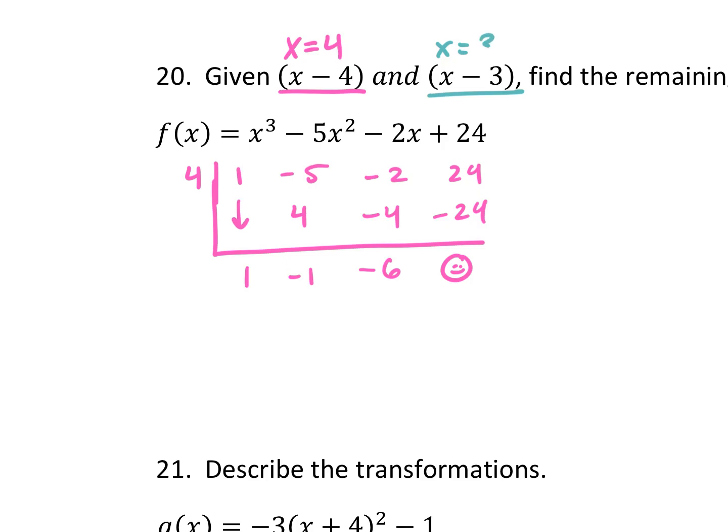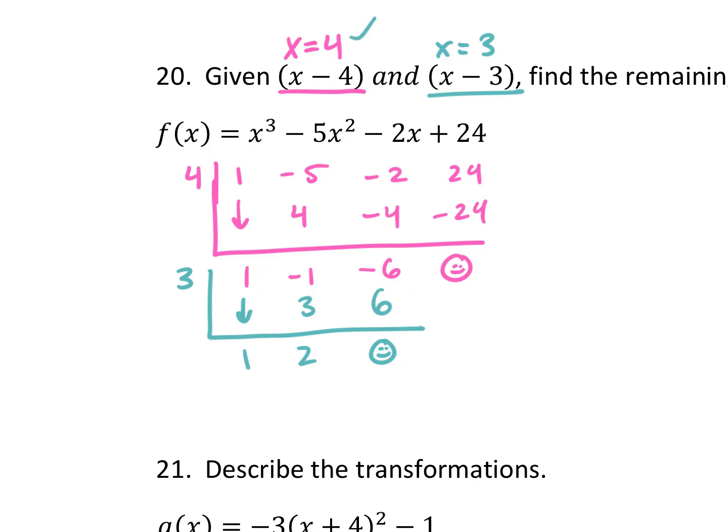If x minus 3 is a factor, then x would equal 3. So we can do synthetic division again. Put 3 on the outside. So this would be 1, 3, positive 2, positive 6, 0.